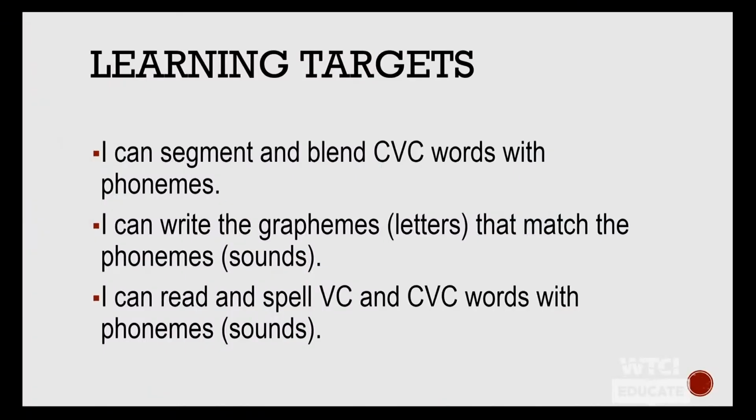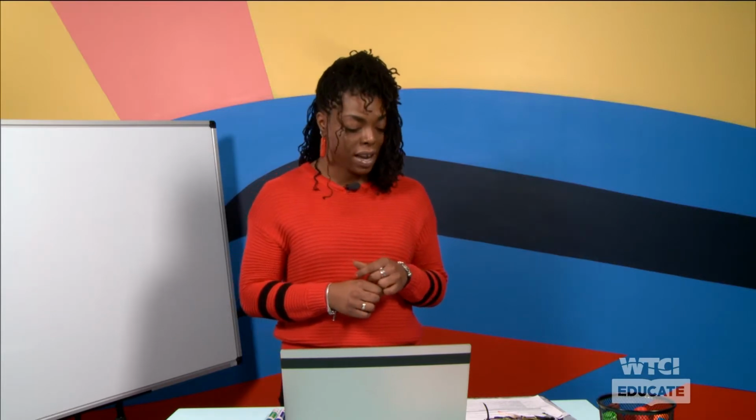Before we begin any learning, let's go ahead and review our learning targets. Our first learning target says, I can segment and blend CVC words with phonemes. Our second target says, I can write graphemes, and graphemes are letters that match the phonemes, which are the sounds. And our last target, I can read and spell VC and CVC words with phonemes. Again, phonemes are the sounds that we hear.